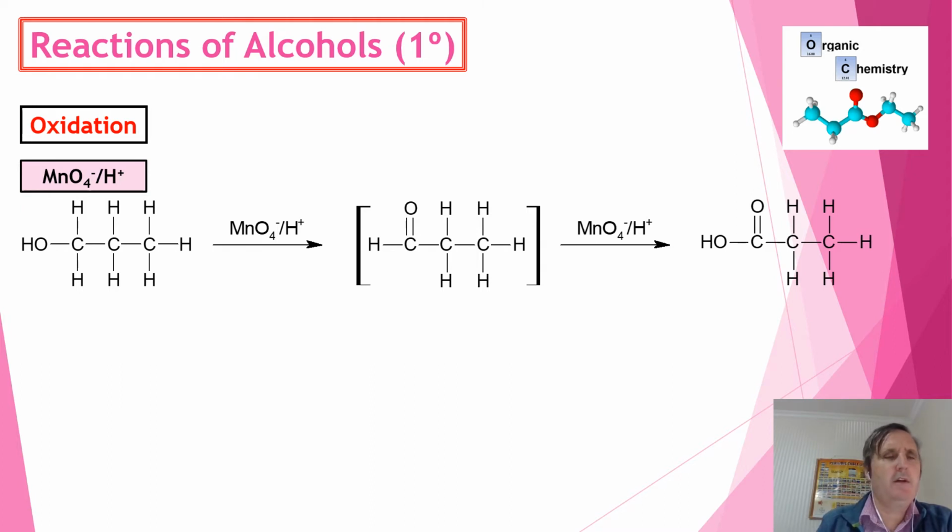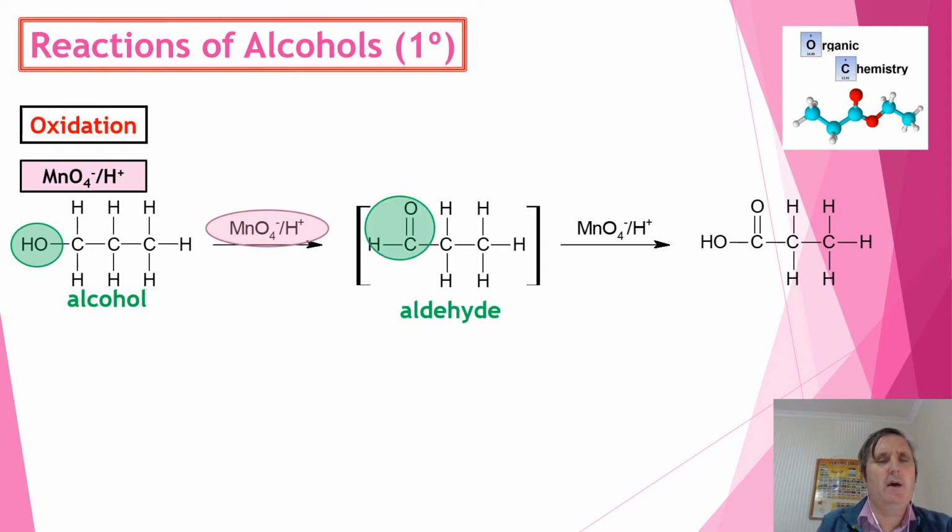One thing I want you to notice here is that when we oxidize an alcohol, if we put the reagent and the sample into, let's say, a volumetric flask, or a round bottom flask, and we heat it, we get a reaction, and the alcohol gets oxidized to an aldehyde. The primary alcohol changes to an aldehyde.